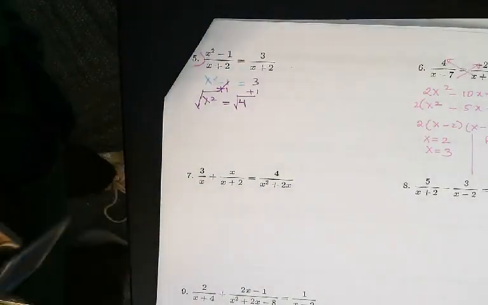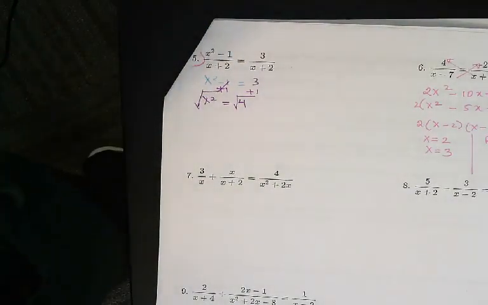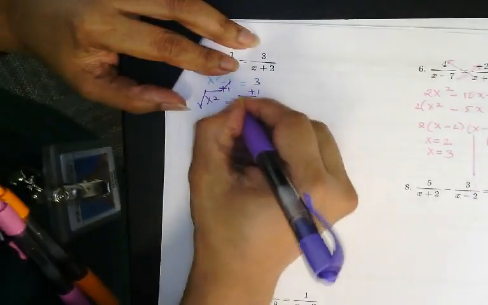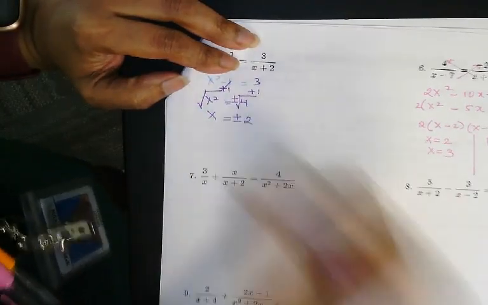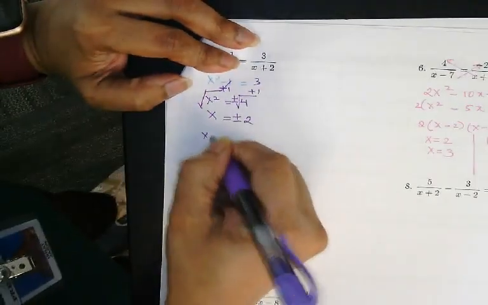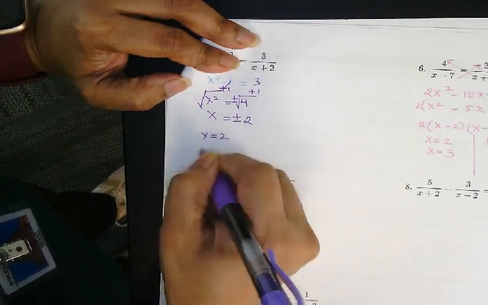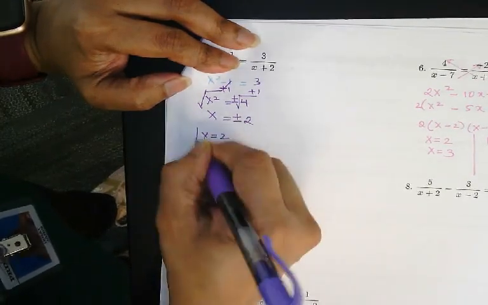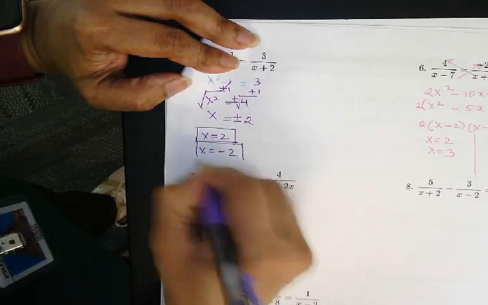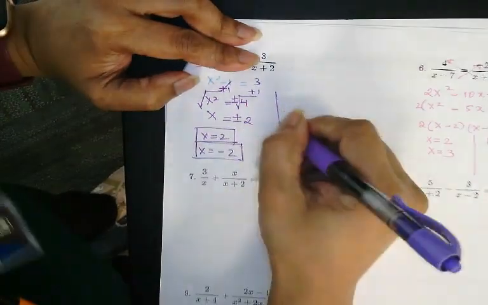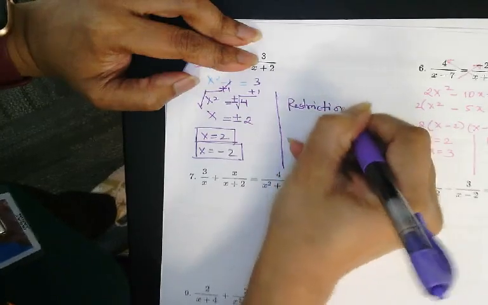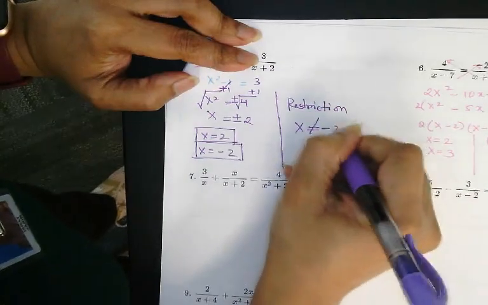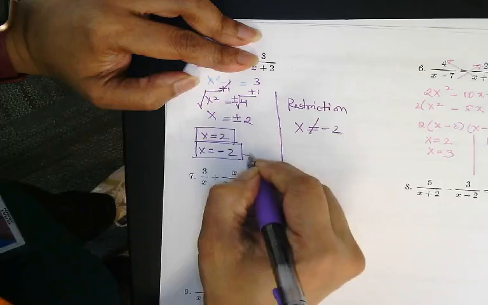What comes with radical? Plus and minus. So x is going to be equal to plus and minus 2. So it means x is going to be equal to 2. x is going to be equal to negative 2. Now what is my restriction? x cannot equal negative 2, which makes negative 2 extraneous. So this is going to be my extraneous solution.